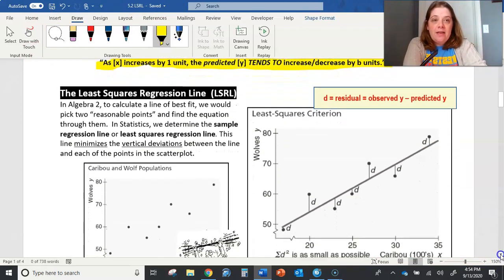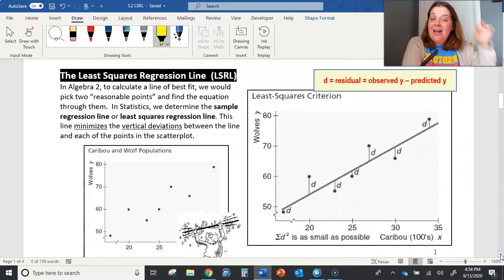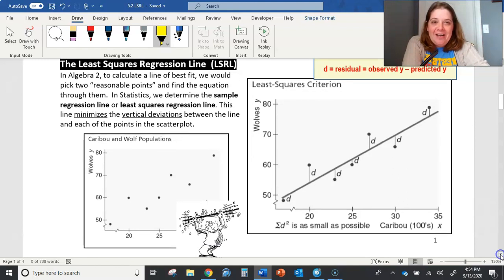Now, the way this is calculated: in Algebra 2, you probably would have just arbitrarily picked 2 points that look like they fit the data. You would have found the slope through those 2 points and then used y minus y1 equals m times x minus x1 to find that equation. In statistics, we don't do that. Instead, we take our little line here, and you can see the little guy in the corner, and he kind of moves it around. There's like this little guy inside your calculator doing this.